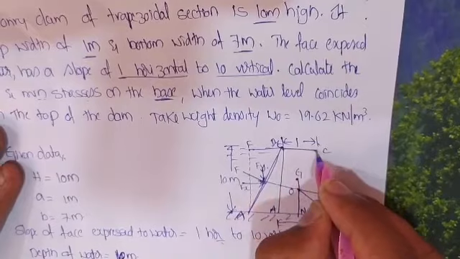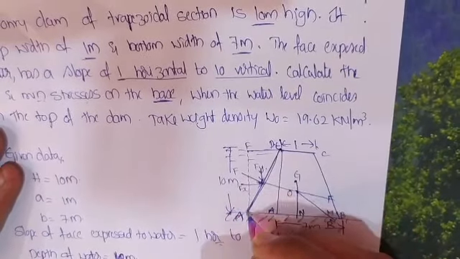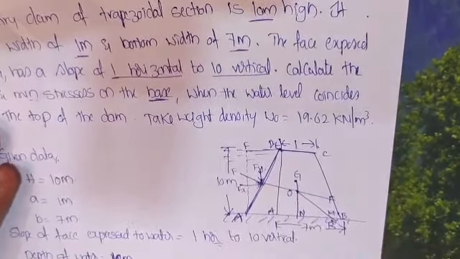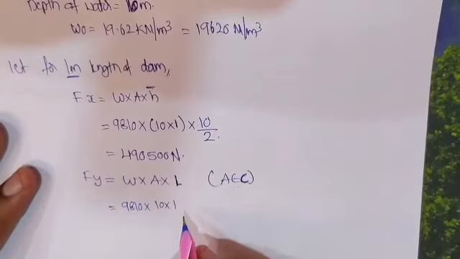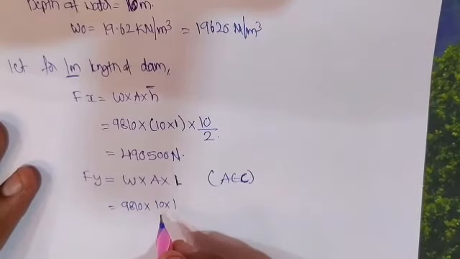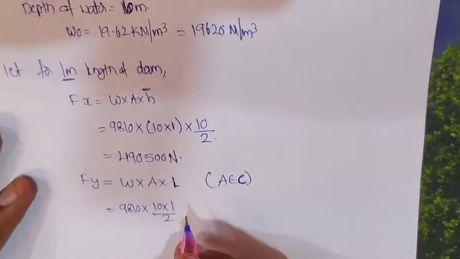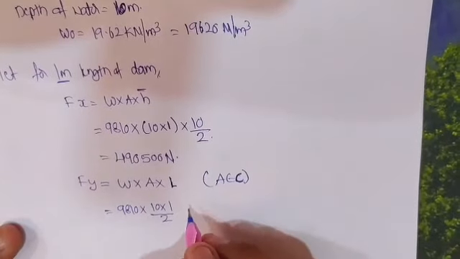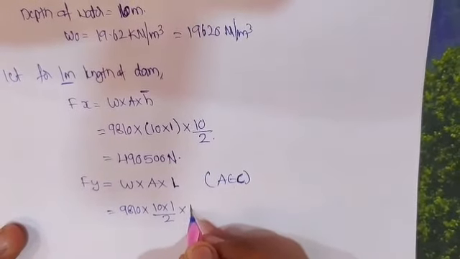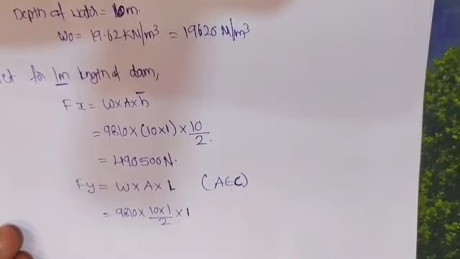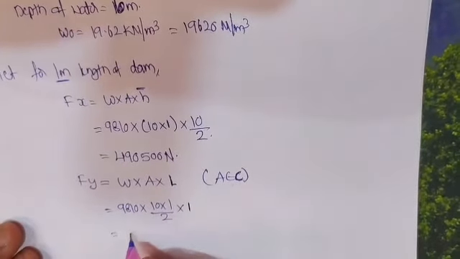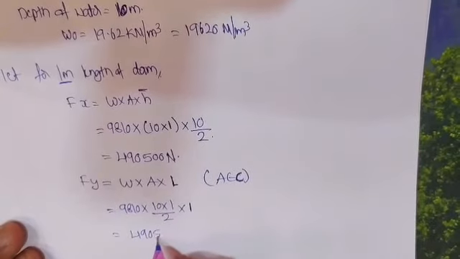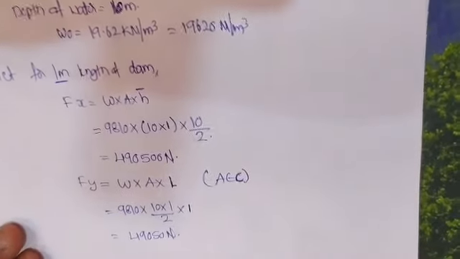A, E to C. So in this portion the Fy is going to act. So here we are going to have the two sections now. So that's why the height is 10 meters and the length is 2, so it is divided by 2 into the length, which is 1 meter itself. So by calculating the equation, we will get the value as 49050 newtons.